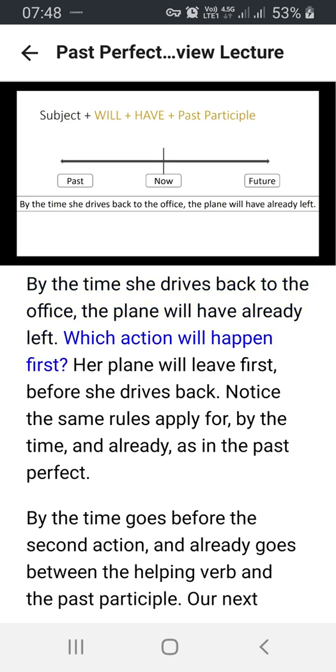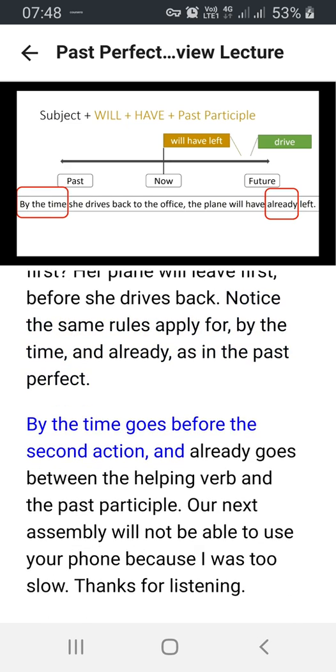Which action will happen first? Her plane will leave first before she drives back. Notice the same rules apply for by the time and already as in the past perfect. By the time goes before the second action, and already goes between the helping verb and the past participle.